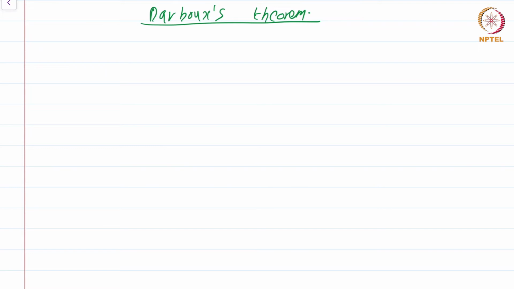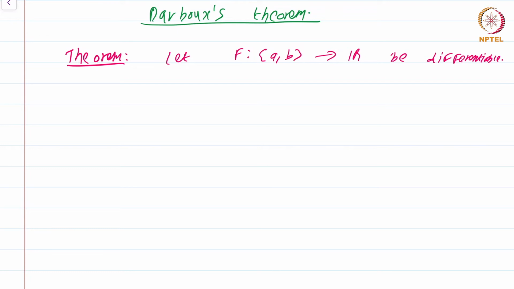Let f from the closed interval [a, b] to R be differentiable, including the endpoints, of course. Differentiable. Assume that f prime of a is less than alpha, which is less than f prime of b.